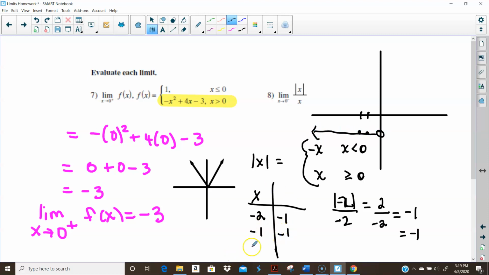Now, if I plug in a positive 1, when we take the absolute value of 1, we get 1, and 1 over 1 is 1. And if I plug in 2, the absolute value of 2 over 2 is also 1. And if I plug in 3, the absolute value of 3 over 3 is also equal to 1. And so this is what this function looks like.